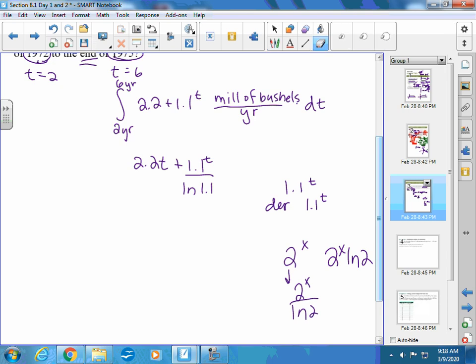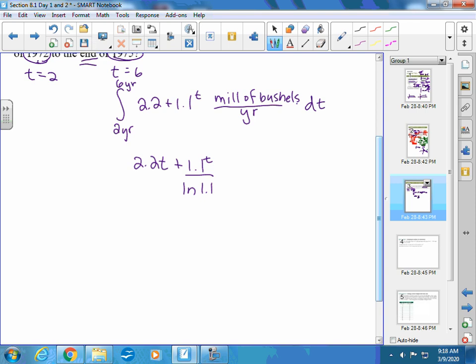All right, so if you didn't know that derivative, you might want to go back and look over some of your derivatives, because I know your inverse tangent, secant, all of those kind of get rusty. Your polynomials are great. That's not the problem. It's all the extra ones. All right, evaluated from a time of 2 to 6. And then from here, top minus bottom.